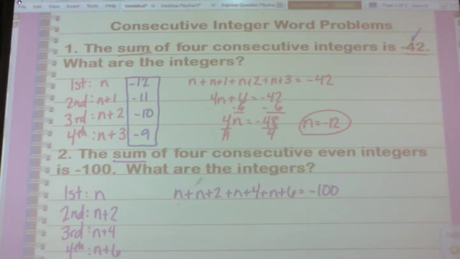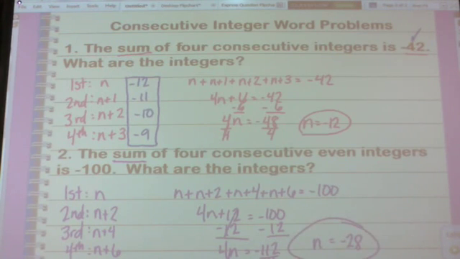Combine like terms, I have 1, 2, 3, 4 n's on this side, plus 2, 4 plus 6 is 12. So 4n plus 12 equals negative 100. Solving this equation, I'm going to subtract 12 from both sides. I'm left with 4n equals negative 112. Last step, divide by 4. And n equals negative 28.